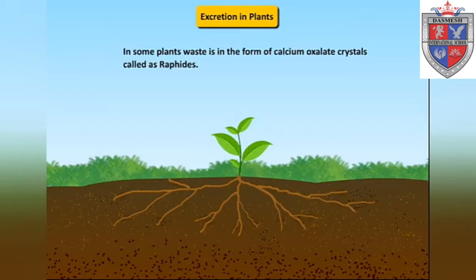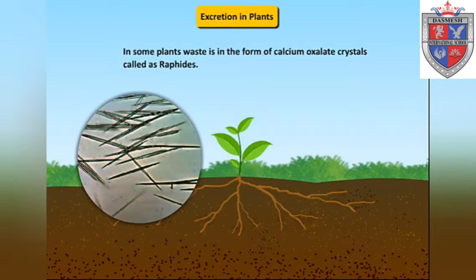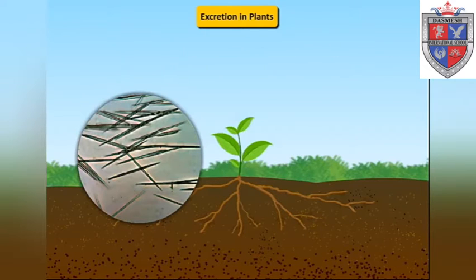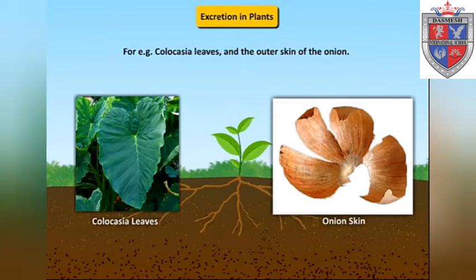In some plants, waste is in the form of calcium oxalate crystals called raphides. These are needle-shaped and therefore hurt and cause itching. For example, colocasia leaves and the outer skin of the onion.